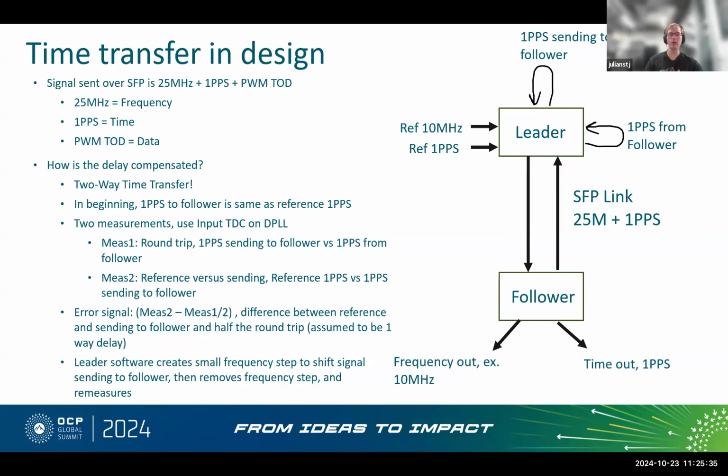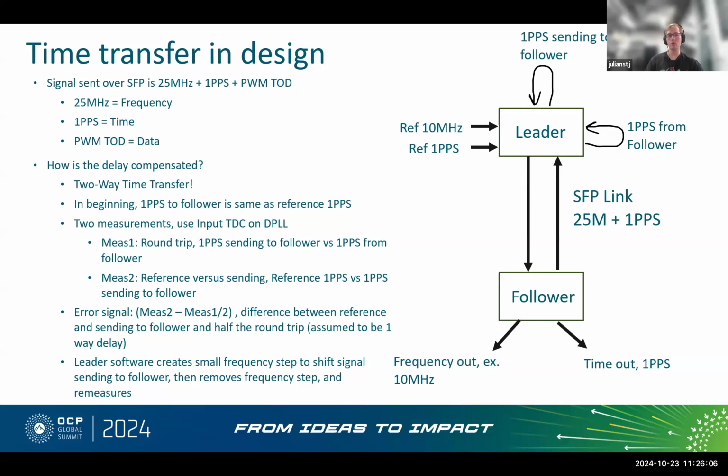And so to go into the details of how the time transfer works on this board, the signal over the SFP is a 25 megahertz. That's the fastest clock that you can generate from clock matrix with PWM. So it's 25 megahertz with 1 PPS embedded and PWM time of day for frequency, time, and data. But then the tricky part is, how do you do the delay compensation? So you have some SFP link over fiber. You need to compensate out the one-way delay from the leader to the follower.